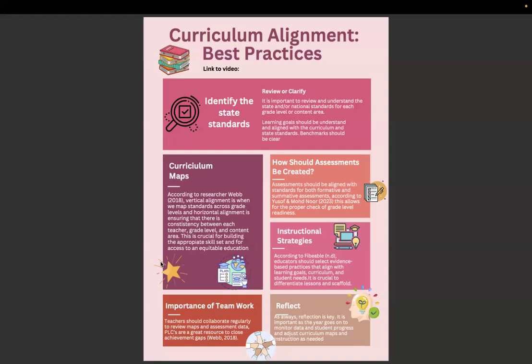Next, we want to plan our instruction strategies. It should be done meaningfully and very clearly. It should be intentional. There should be evidence-based practices that align with the standards to meet student needs in the classroom. Of course, collaboration is crucial because we want to meet with teachers, reflect on what's going on, and of course, use our PLCs to review the maps and how everything is going, assessments, data.